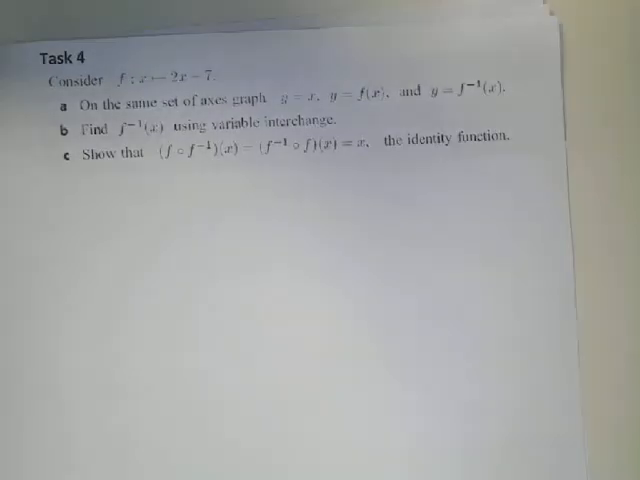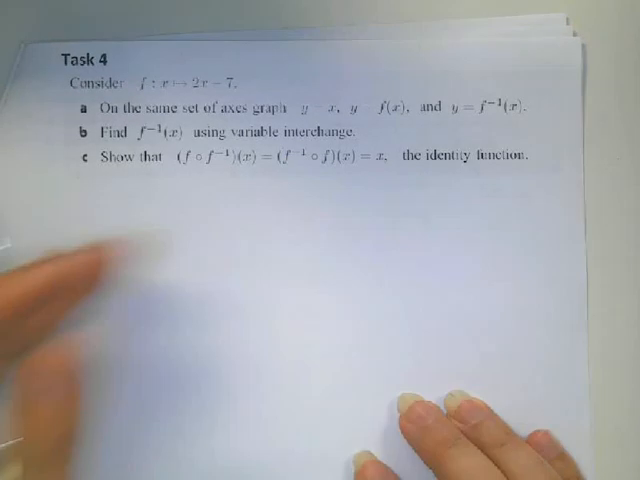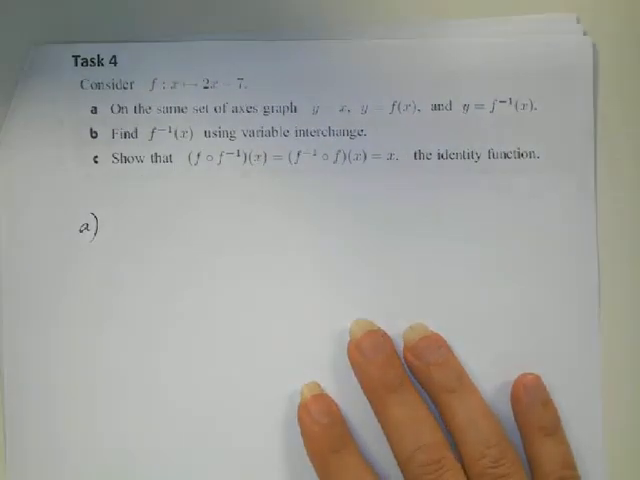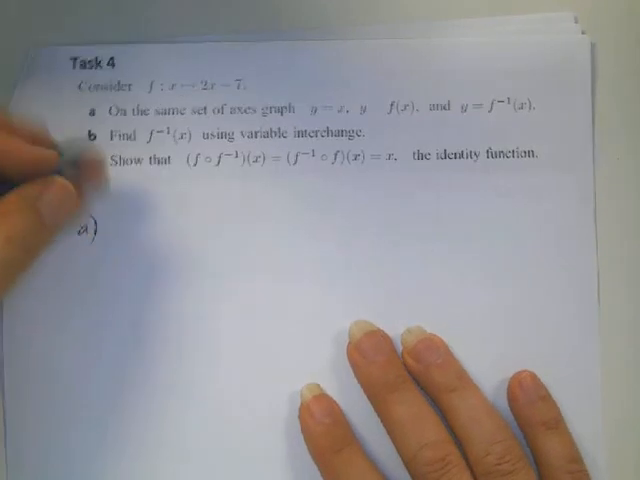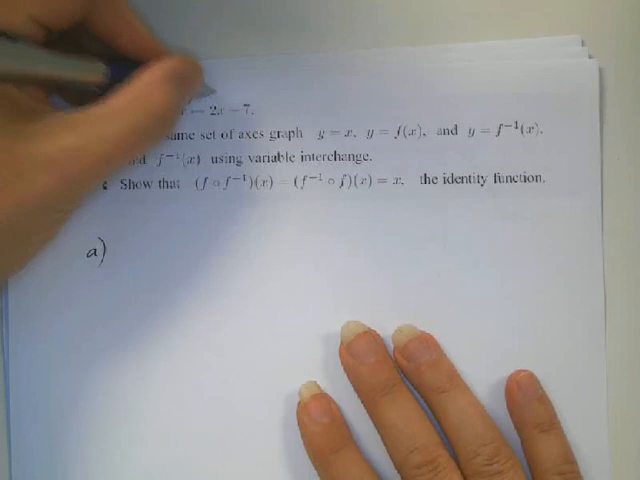Okay, Task 4. On the same axis, graph these things. Okay. So on your whiteboards in class, I gave you a grid. So this function here is y equals 2x minus 7, right?